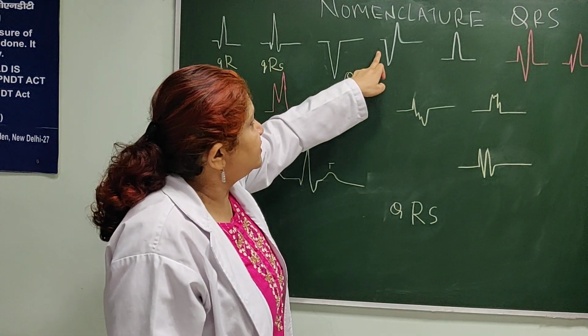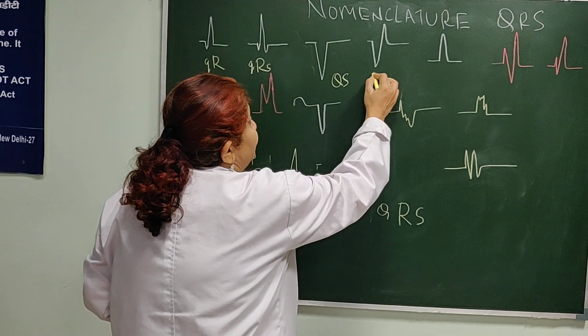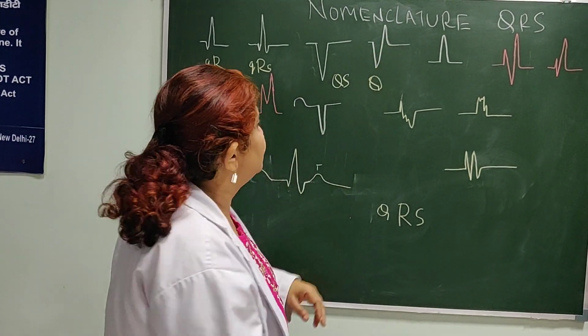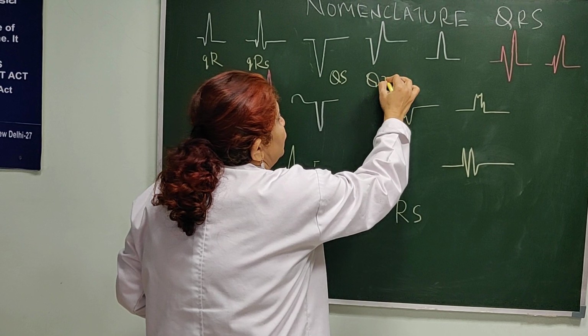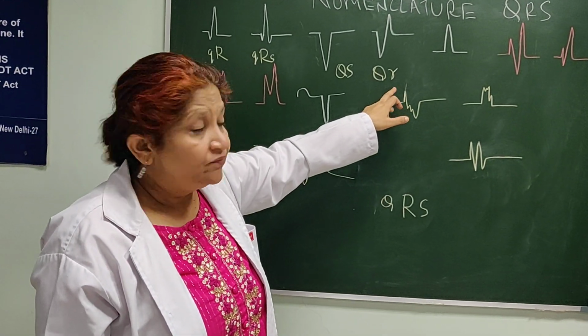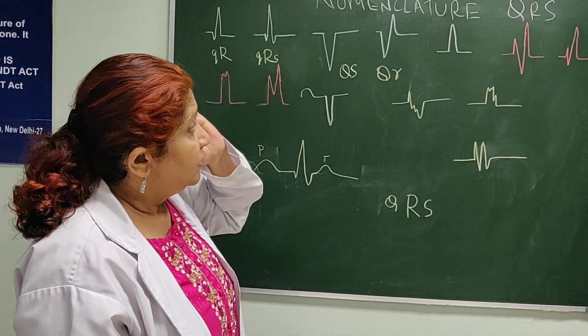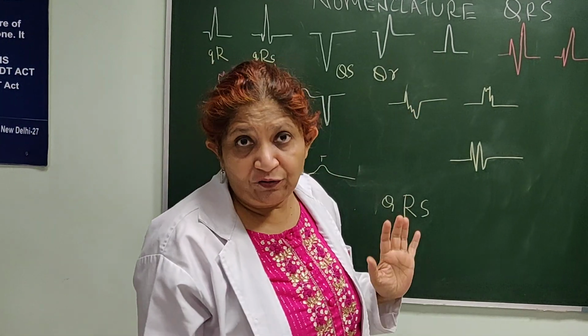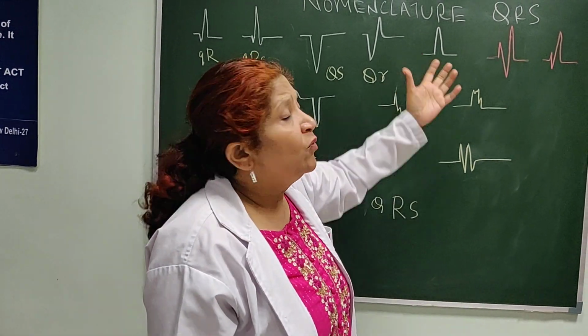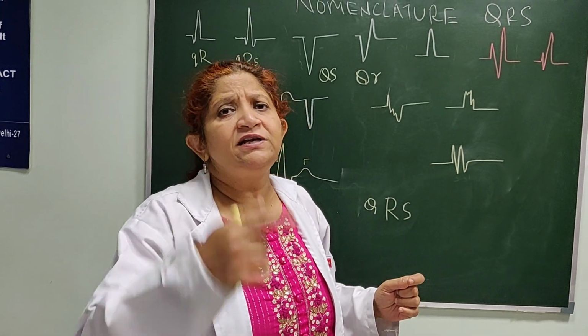Now you can see again this is a big Q wave, so I will say capital Q. And then there is a small R wave, so I will say QR, because R is small now, right? So it is a Qr complex. Now you can see there is no negative wave, so the positive wave will be an R wave. And it is a monophasic complex, meaning there is just an R wave.